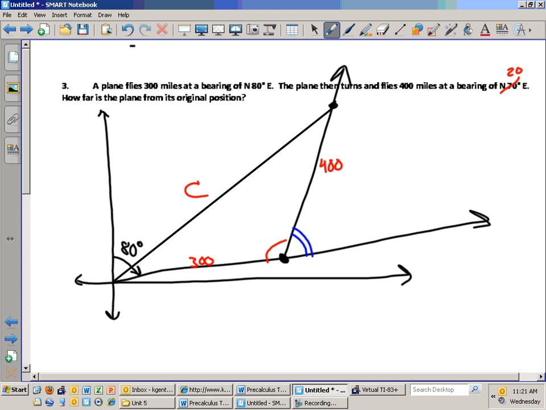If I'm flying at 80 and I turn to fly at 20, how many degrees did I turn? I turned 60. See how I got that? I was flying at 80-degree bearing, 20-degree bearing. So the difference between the two angles must be 60.